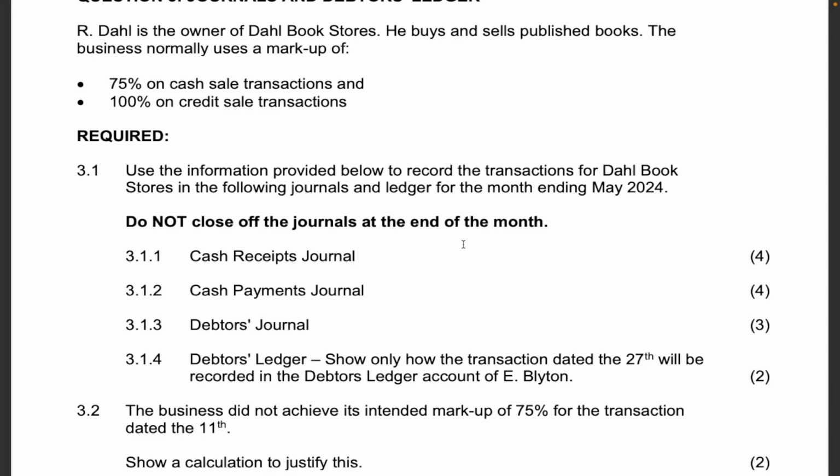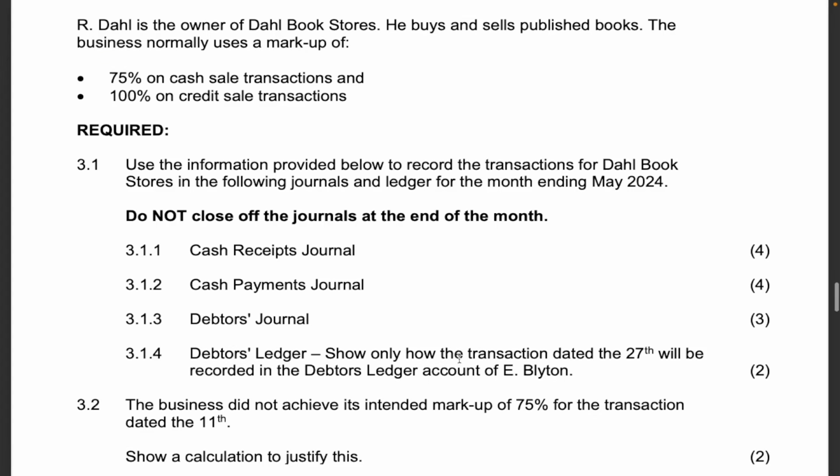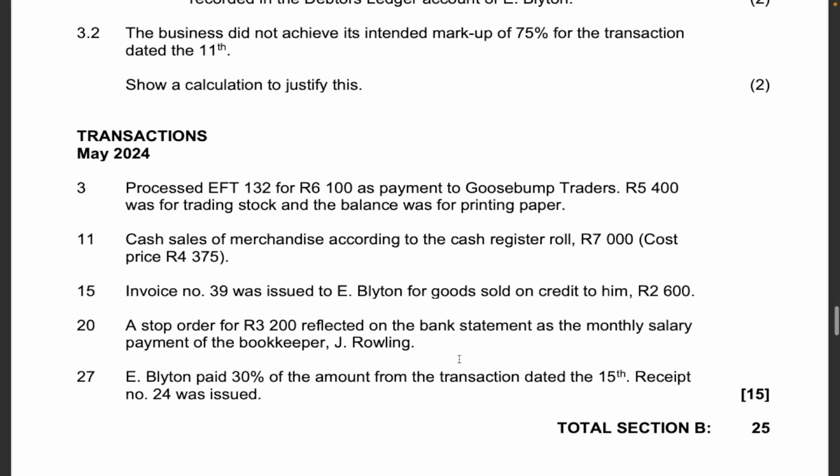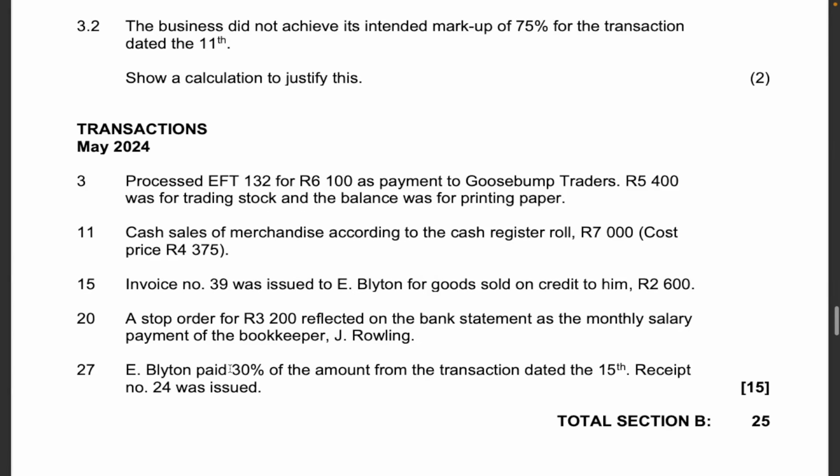But why are we not recording it in the debtors ledger? Well, because if you look at 3.1.4, where they ask us to actually do the debtors ledger, we're told to show only how the transaction dated the 27th will be recorded in the debtors ledger account of E. Blayton. And so they are telling us to only show the transaction that happened on the 27th. And if we go down here, you can see the 27th is when he paid us 30%. And we'll look at that later. But the one on the 11th, we're not asked to show it. In fact, if you look at the answer book, they've already put for us the date of the 27th, and so that's the only one they want.